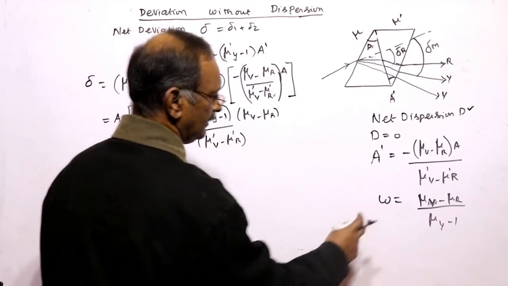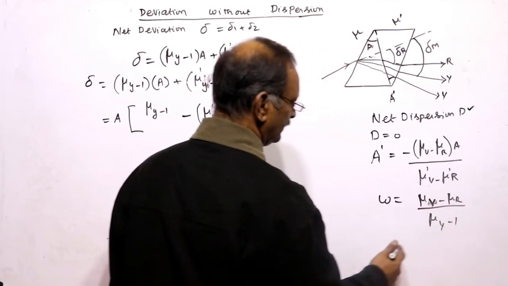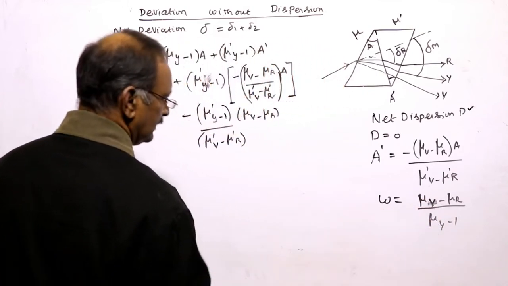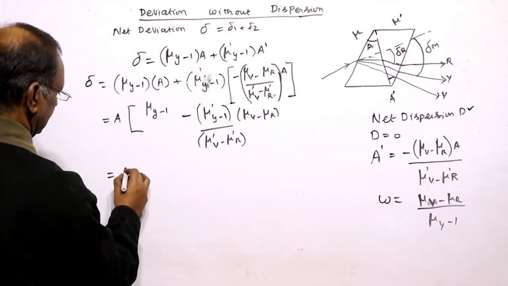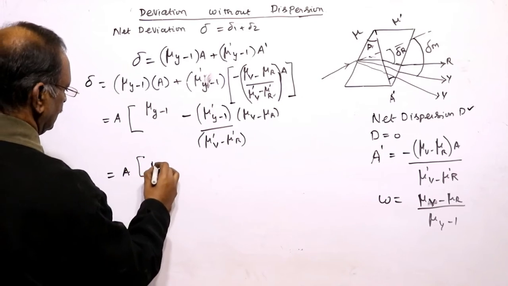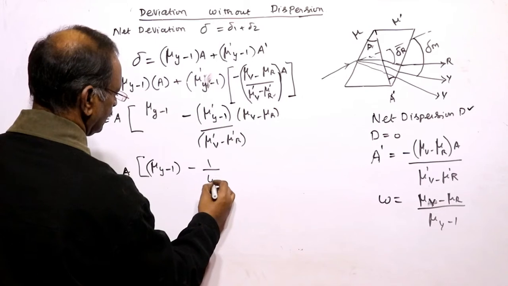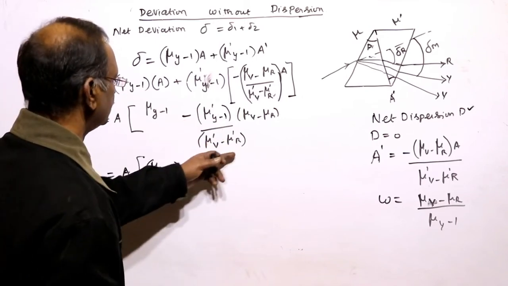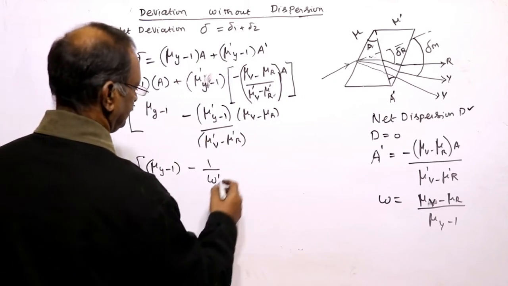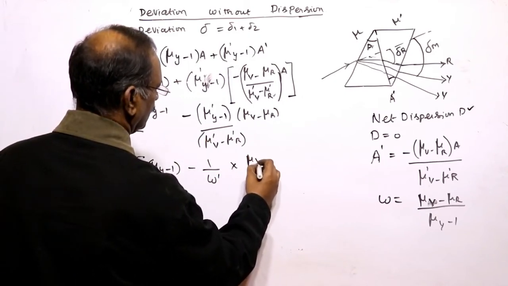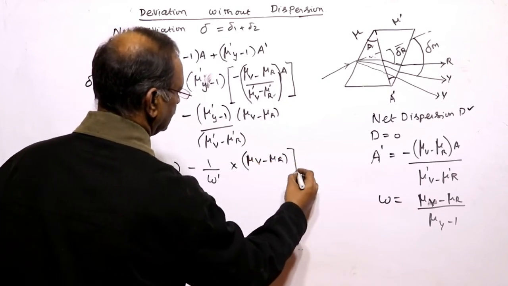Since we have been given this is V minus R, the refractive index of V minus R, the refractive index of yellow minus 1 is equal to the dispersive power. This is in the reverse form, that's why we can write A into mu of y minus 1 by dash, because this portion indicates 1 by dispersive power of the second prism into V minus mu r. So we can write this way.